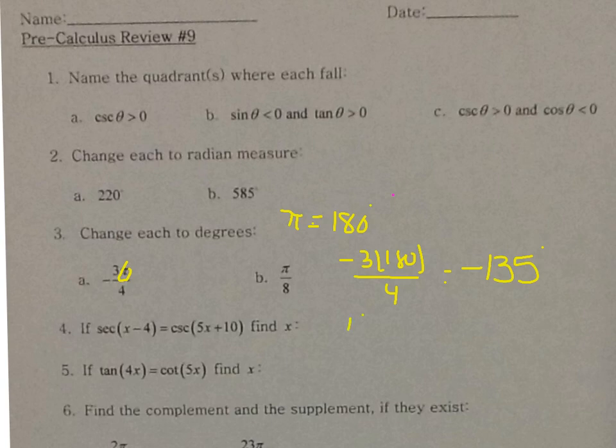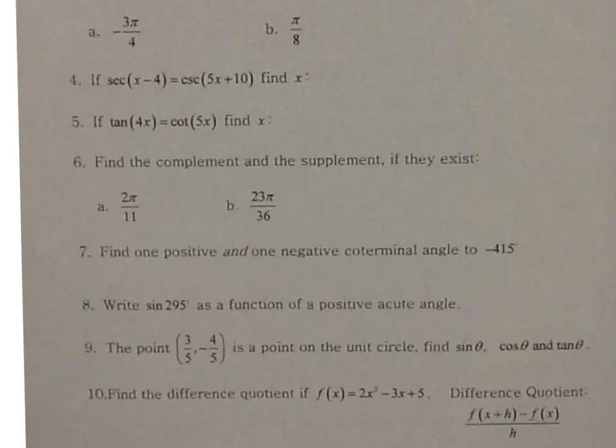Pi over 8, so that'd be 180 divided by 8. So type in your calculator 180 divided by 8, and you get 22.5 degrees. Okay, so let's take a look at number 4. Okay, so number 4, I have secant of x minus 4 and cosecant of 5x plus 10.